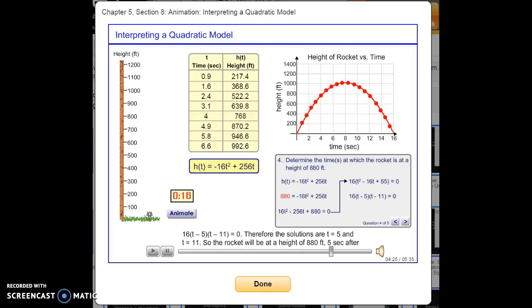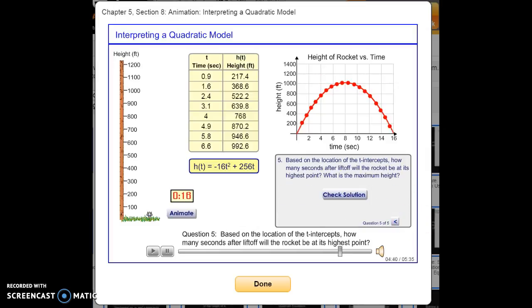Therefore, the solutions are t equals 5 and t equals 11. So the rocket will be at a height of 880 feet, 5 seconds after launch, which is on the way up, and then again 11 seconds after launch on the way back down.